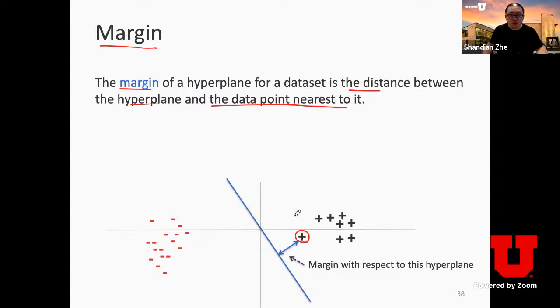So now comes a question. What if some example or some data point stays right on the hyperplane? Suppose there is a positive example here. So what is the margin?